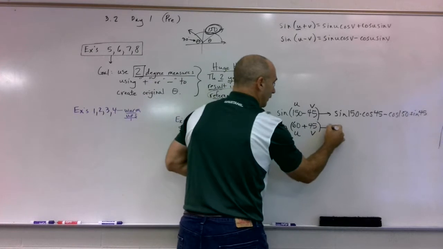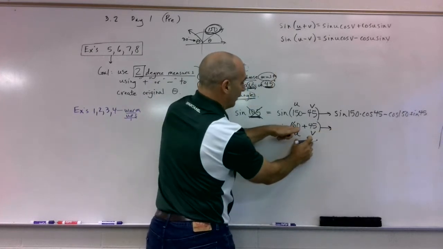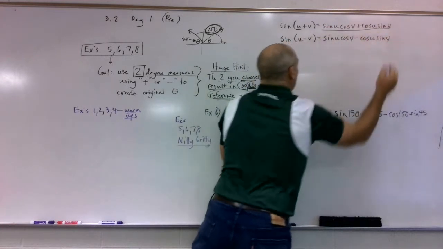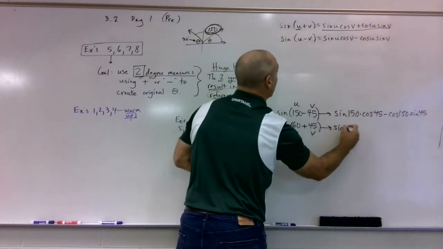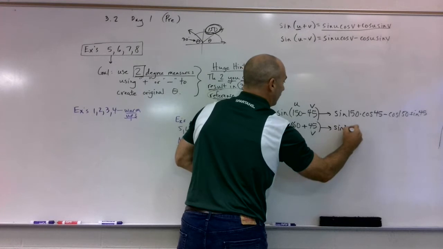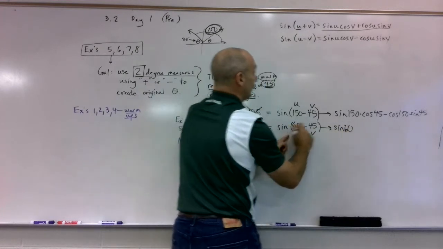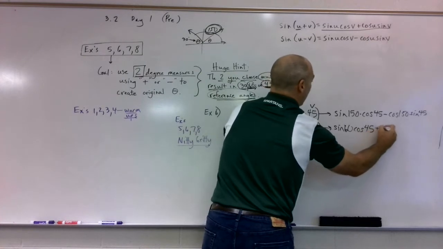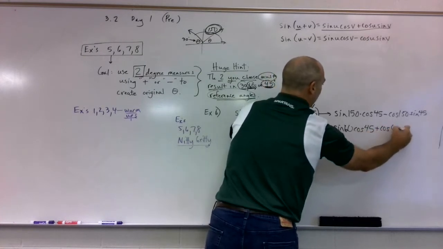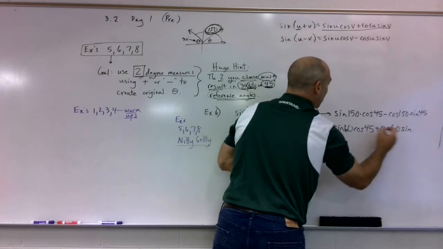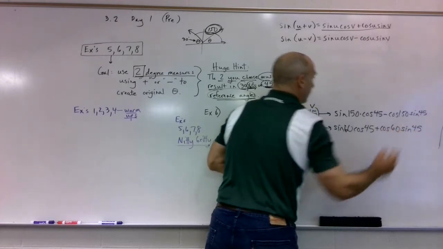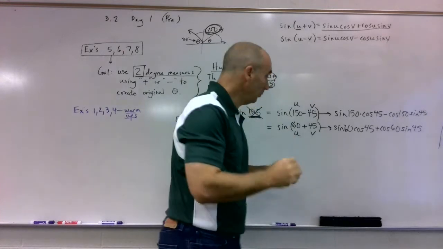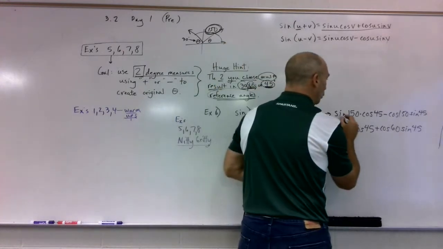Now the next student that uses these two, they're going to use the sine of u plus v formula. So they're going to use this. They're going to go sine of 60, got to stick with this, cosine of v, which is 45, plus cosine of u, which is 60, sine of v, which is 45. Now, just to save a little bit of time, I'm only going to do one of these. So I'm going to do this one.